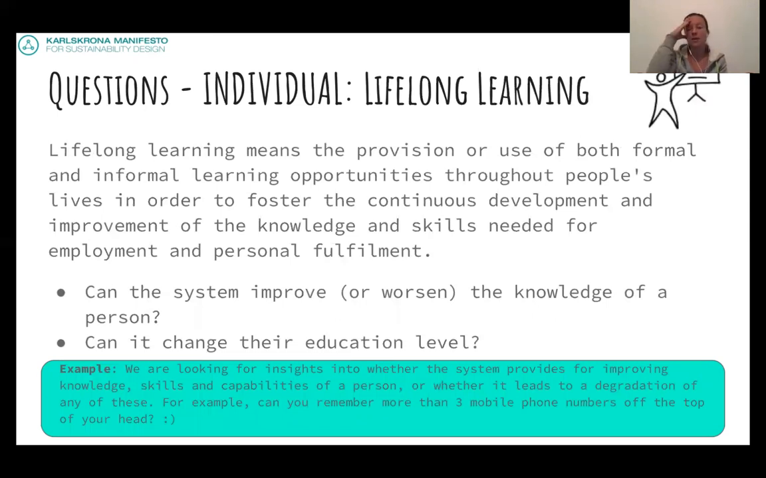And then lifelong learning. So that means the provision or use of both formal and informal learning opportunities throughout people's lives in order to foster the continuous development and improvement of the knowledge and skills needed for employment and personal fulfillment. Would you say the system under analysis can improve or worsen the knowledge of a person? Can it change their education level? So we're looking for insights into whether the system provides for improving knowledge, skills, and capabilities of a person, or whether it leads to degradation of any of these.